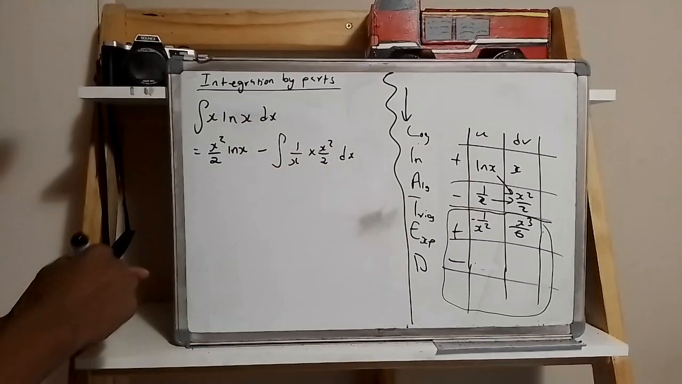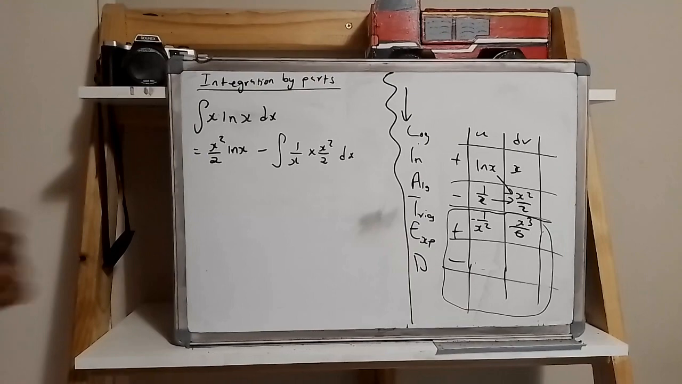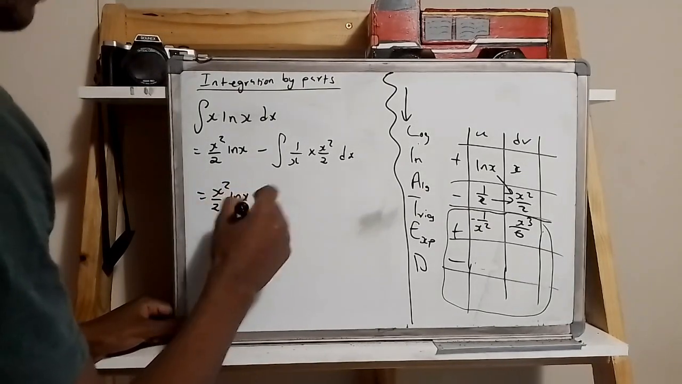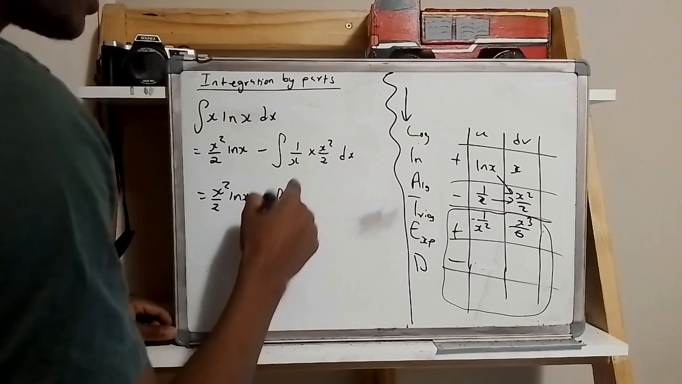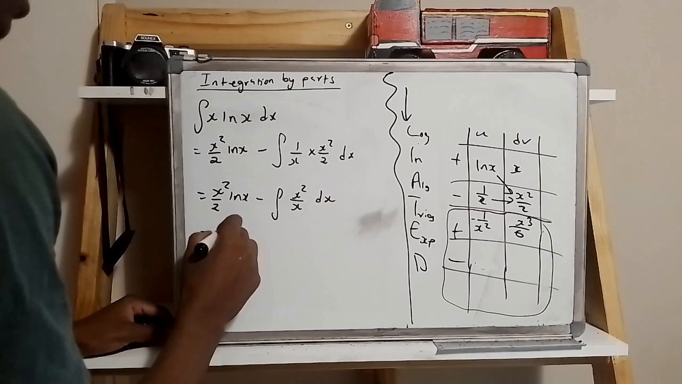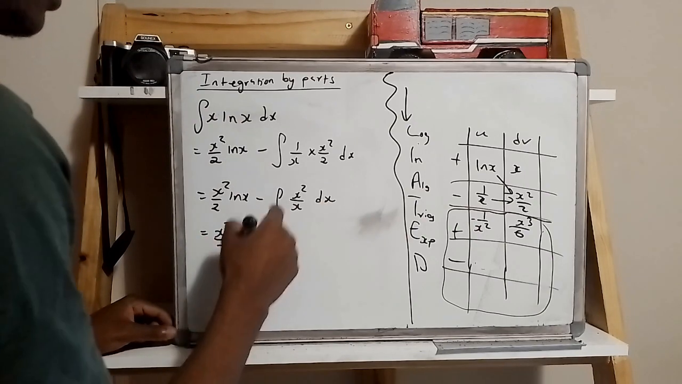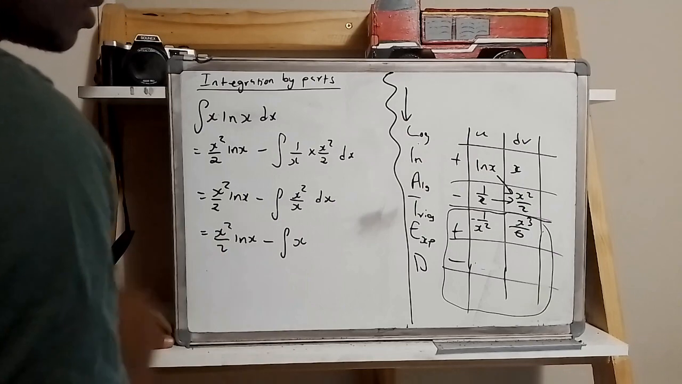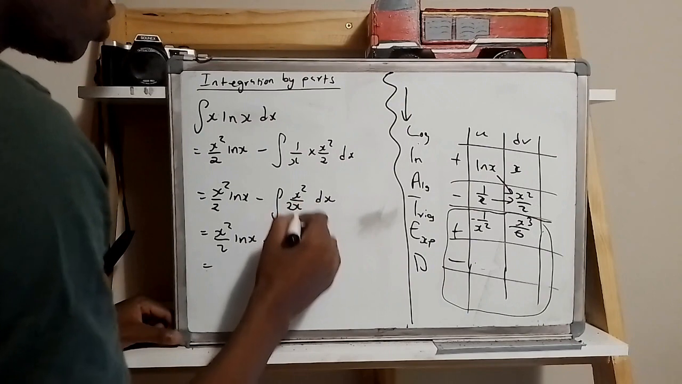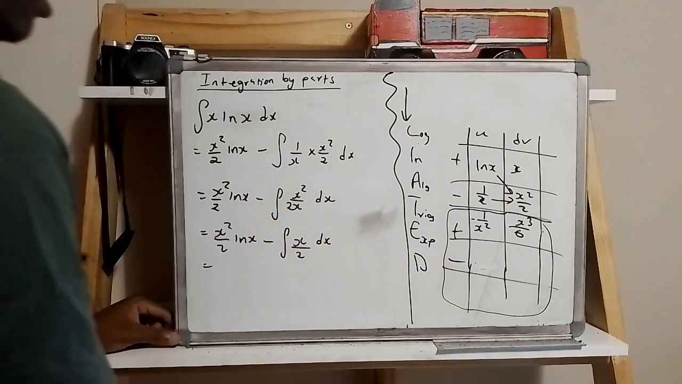Why do I do this? Because I don't have the part where it will be 0, right? If it doesn't give me the 0 part, then this is the way I can close it to make things simple for myself. Right, then this will give me x squared over 2 ln of x minus, this will give me the integral of x squared over x dx. This will be x squared over 2 ln of x minus x dx.